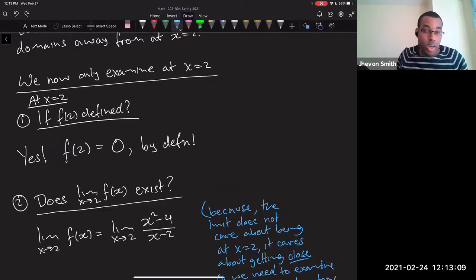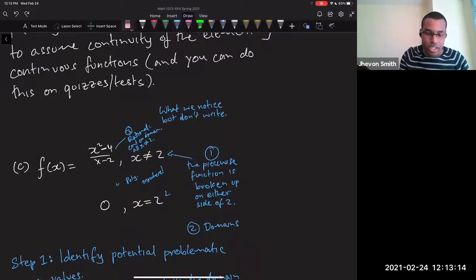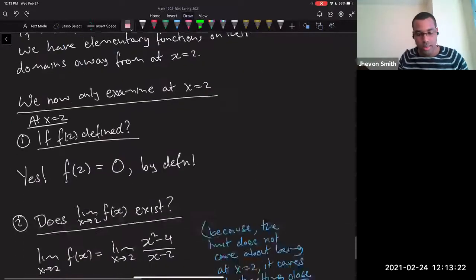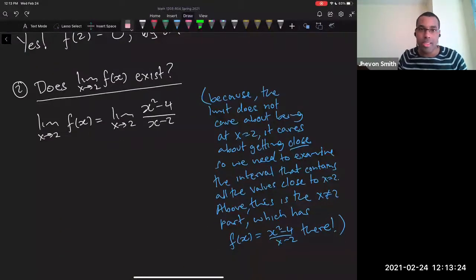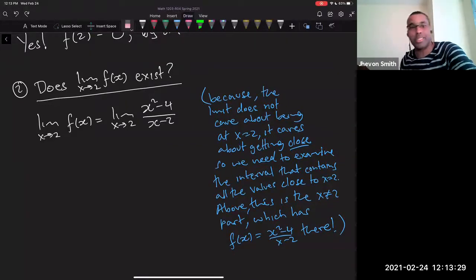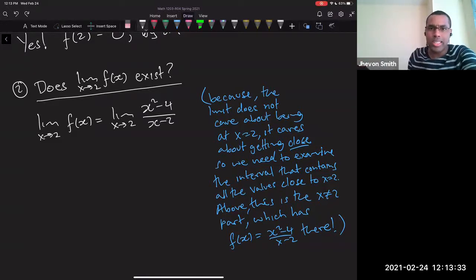Then I now want to talk about the limit existing. What do I care about at the limit? Do I care about what's going on at 2? No. What do I care about then? The top part. So when I'm taking the limit, I'm taking the limit of the top part, right? Now we're back into limits, which by now we're experts on because we've spent a couple classes on limits. I know how to take that limit. Try to plug in, right?